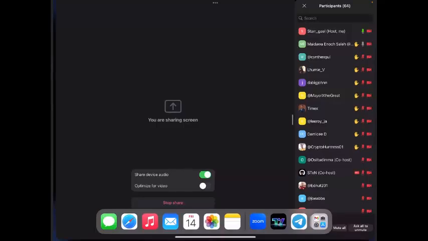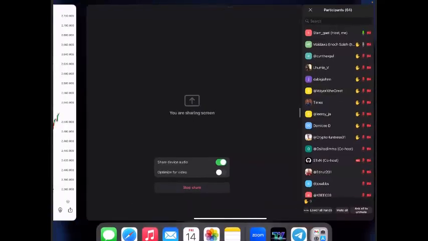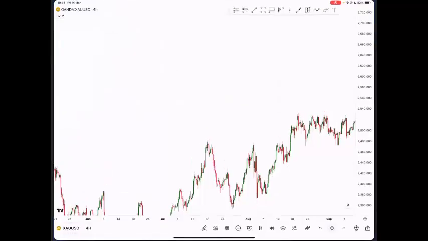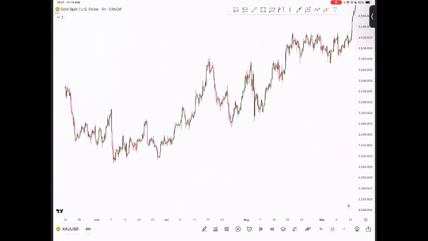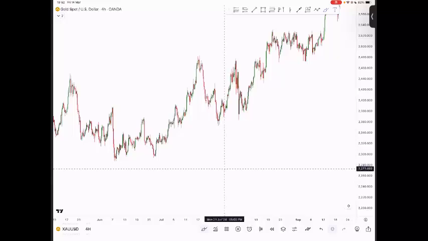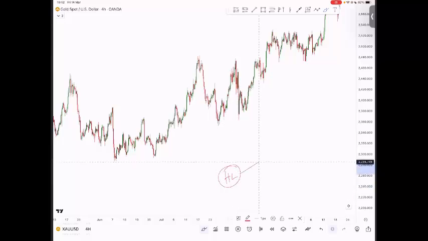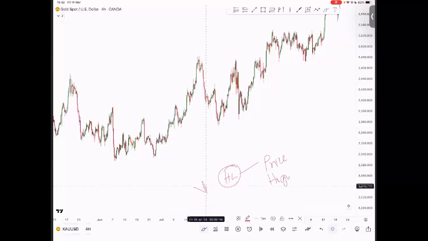So the thing is that, let me just put this in the most simple way. Your higher low is the lowest point that price gets before putting in a new high. The valid higher low is the lowest point that price gets to before putting in a new high.